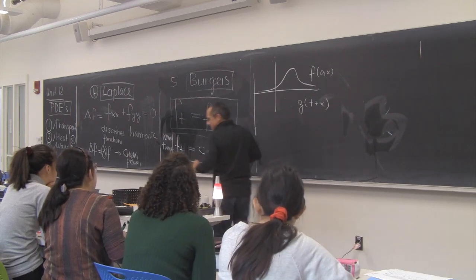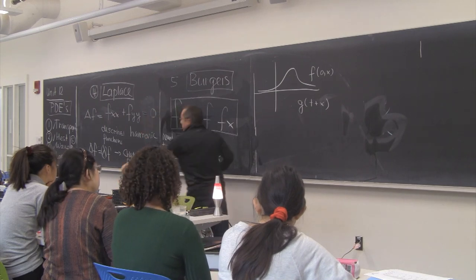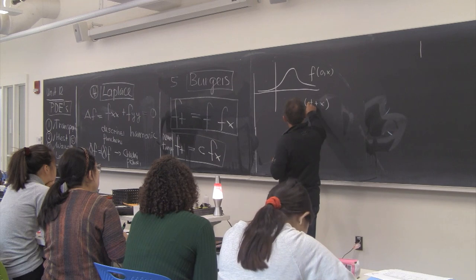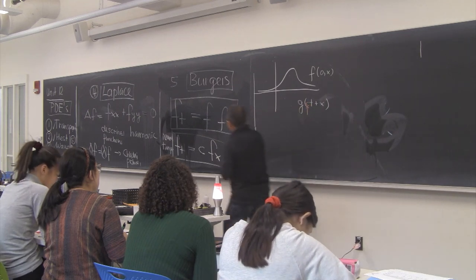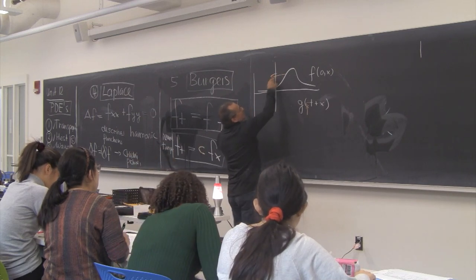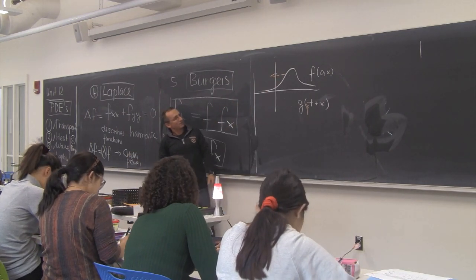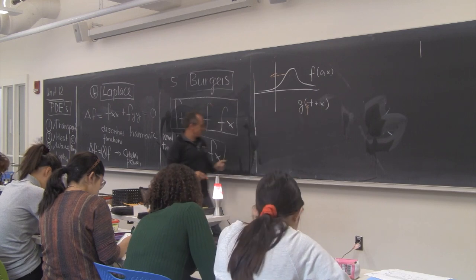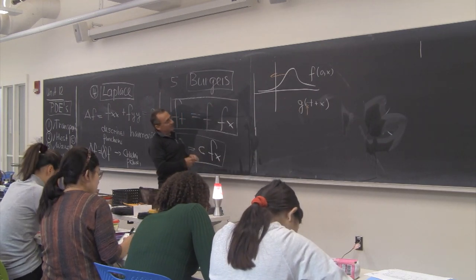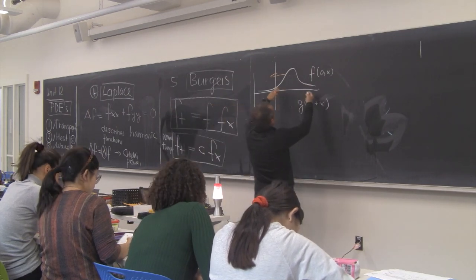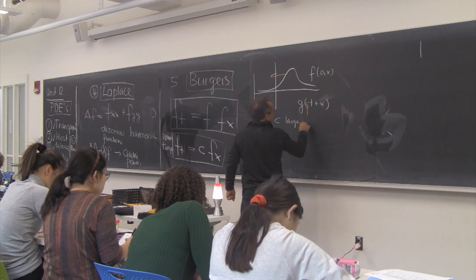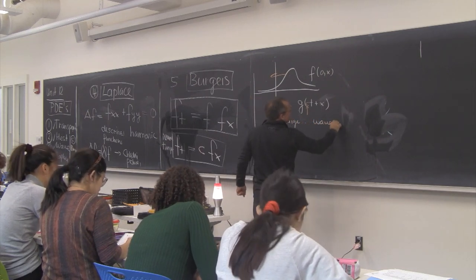There's a c inside. Where do I put the c so that it works? Next to the t. When I put a c here, it just gets faster. The wave moves faster. If I take the derivative with respect to t, I get a c out, so that means that the wave goes faster. So c large, the wave moves faster.